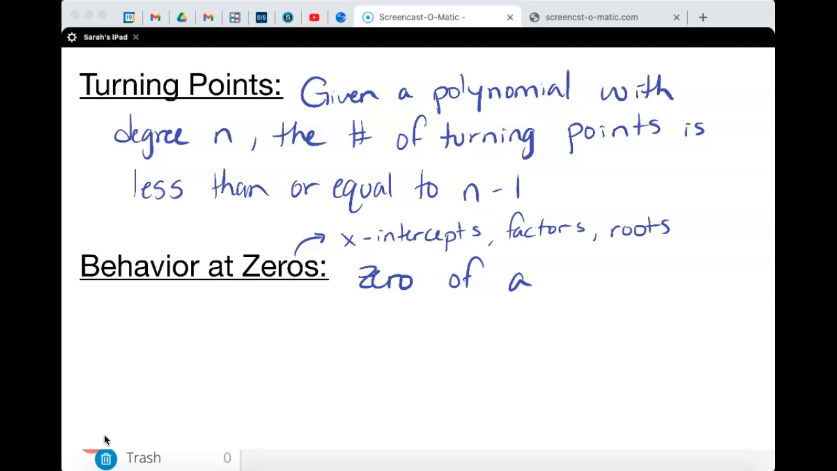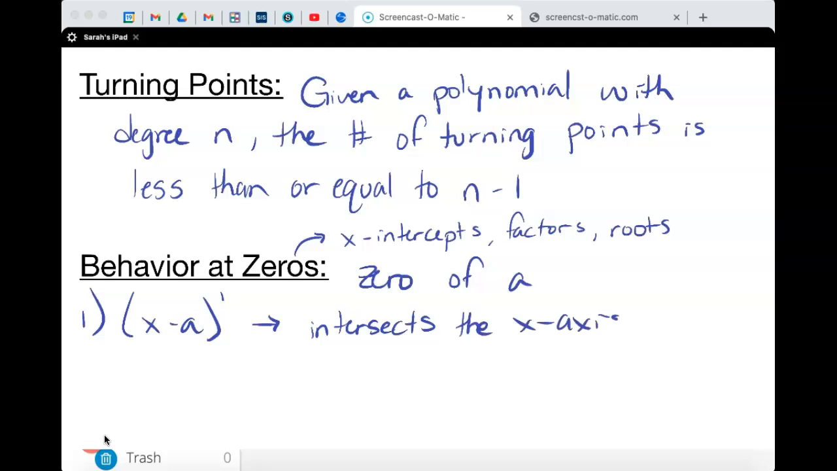So, first case, if my zero is to the first power, basically, graphically, this is intersecting the x-axis. So if I was graphing the zero, it would go straight through it. Nothing too crazy. So here, I'll even draw a picture. My zero is right there. It's going to go straight through.